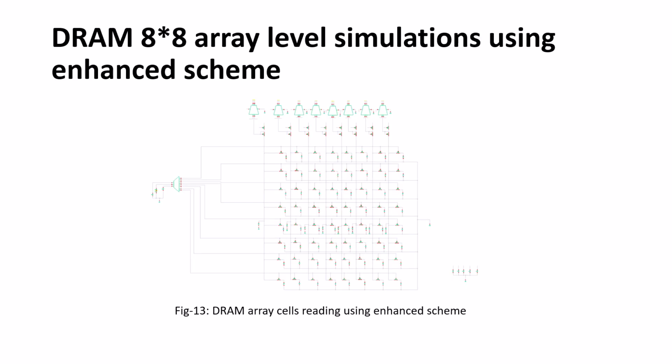So this is the other DRAM array, an 8 cross 8 array. This is for the enhanced scheme that we are using. And see, these are the sense amplifiers, and this is the 3 cross 8 decoder, which will select any one of these word lines, and then the sense amplifier will detect the change in voltage in the bit line, and according to that it will give the output.